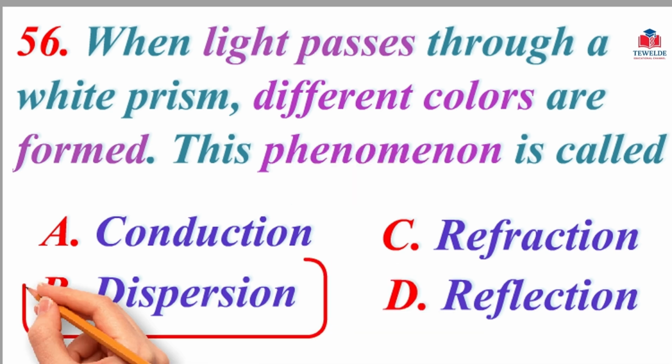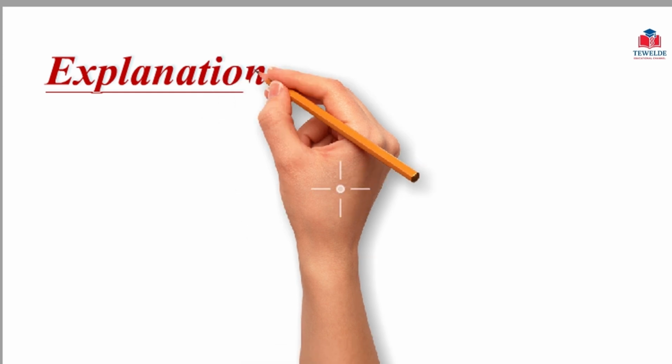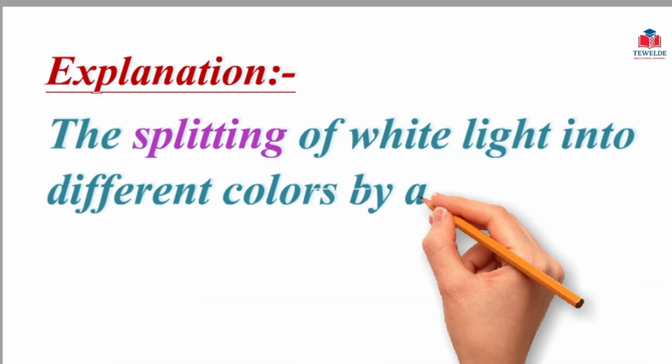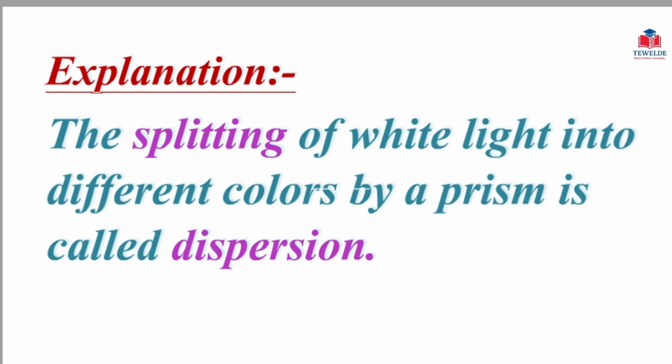The correct answer is B. Dispersion. Explanation. The splitting of white light into different colors by a prism is called dispersion.